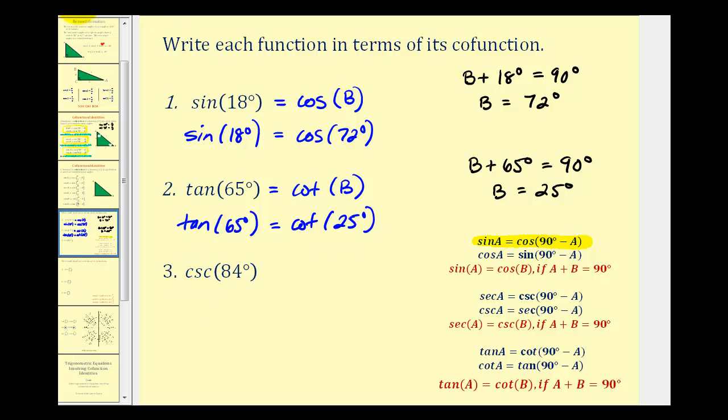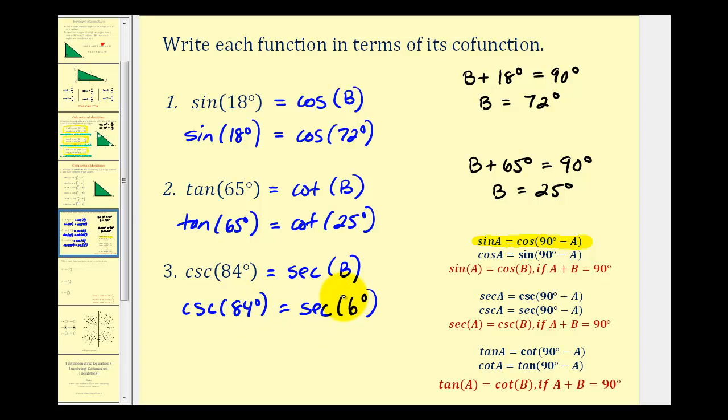Next we have cosecant 84 degrees. The cofunction identity for cosecant involves secant of angle B, where again these two angles are complementary, or have a sum of 90 degrees. So we can probably tell by inspection that angle B is going to be 6 degrees. So we have cosecant 84 degrees must equal secant 6 degrees.